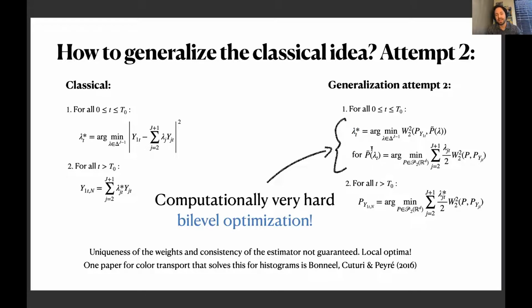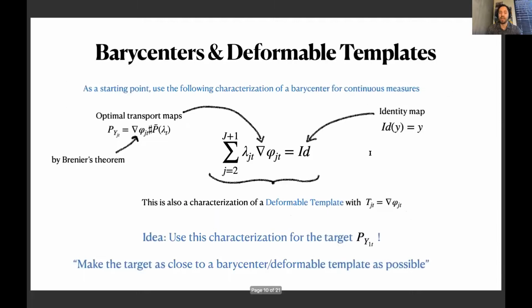Okay, so this is a naive first approach, and it doesn't really work. So what I propose, and this is the main contribution of the whole thing, is a very efficient way of solving this problem and getting a unique set of weights in many settings.